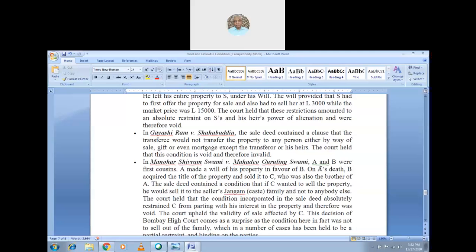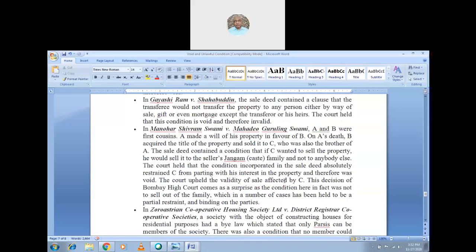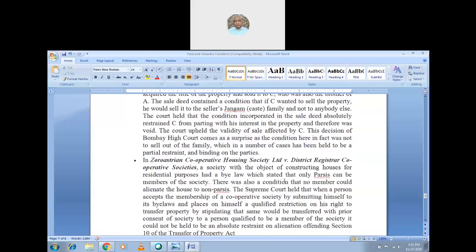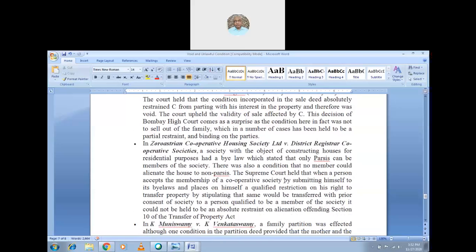Such a condition will be overlooked because it is said to be not in an absolute manner, it is a partial manner. Then the partial manner conditions will be accepted. Yes, we can have another case law, this Zoroastrian Cooperative Housing Society Limited. Zoroastrians means Parsi people, they are called the Zoroastrians, and District Registrar Cooperative Society.